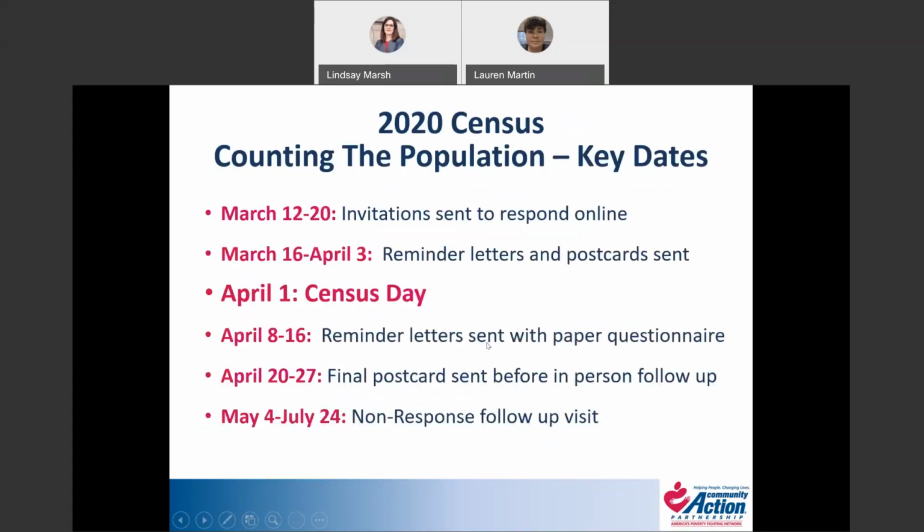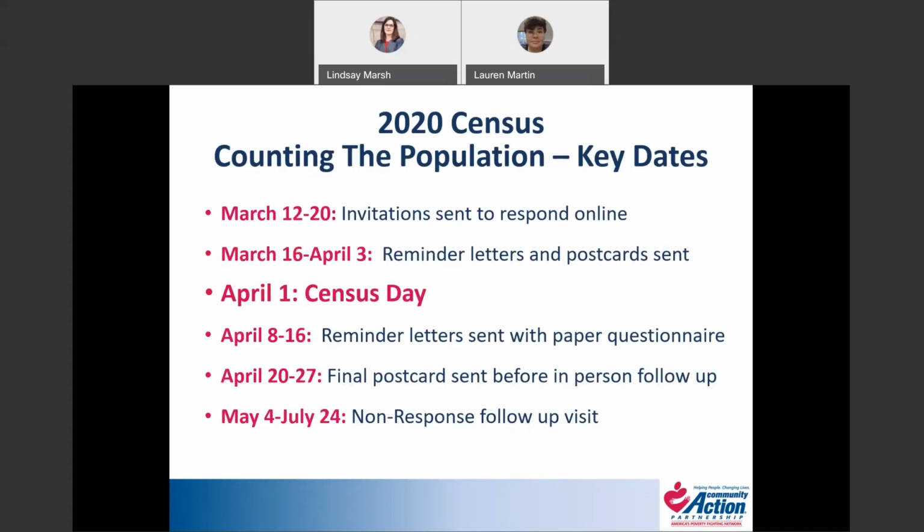So when does the census start? Invitations go out between March 12th and March 20th. So in that 8-day period, every household in this country should receive, at a bare minimum, an invitation to respond online to the census.